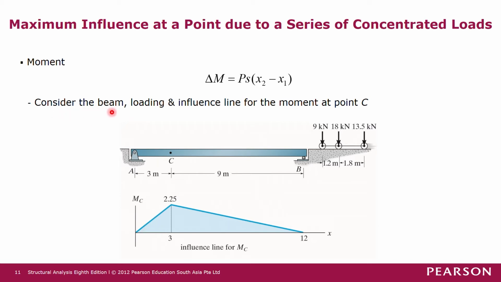Now you want to find out what is the maximum moment caused by this arrangement of load when it's moving from right to left on the beam. Similarly we look at the change in moment when this system of forces is moving from one location to the next location, and we take the force multiplied by the slope multiplied by the change in location of the force as the change in moment.